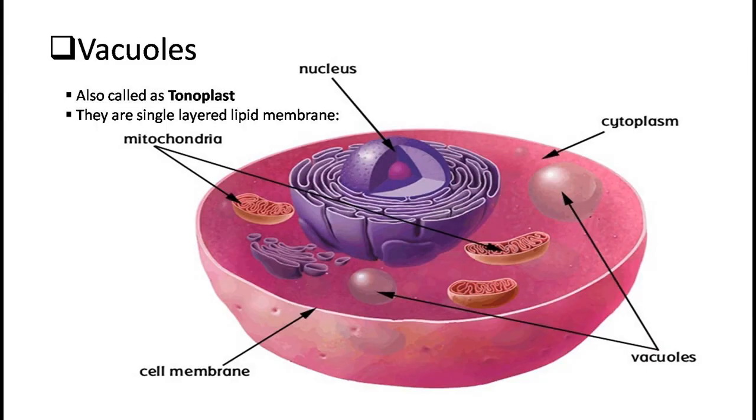Now the vacuoles. These are also called tonoplasts. They are a single-layered lipid membrane. They are more prominent in plants than in animals. In plants, they store sucrose, which helps in the turgidity of the cell.